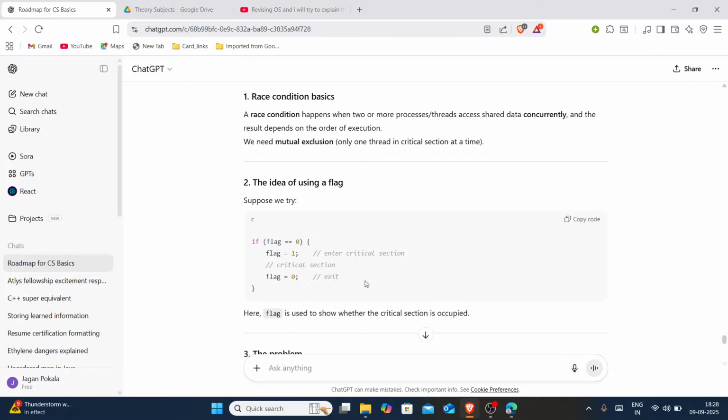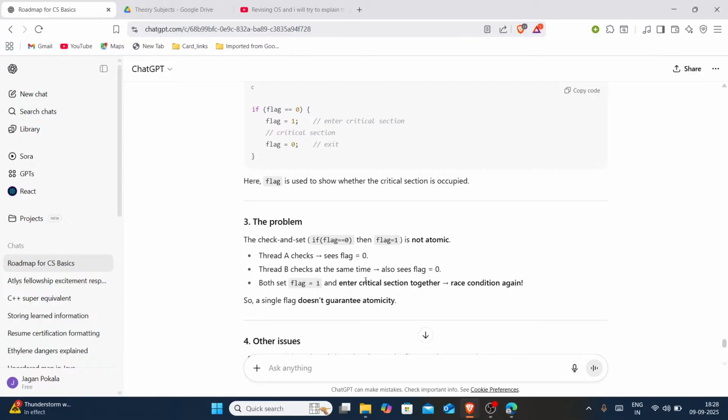In fact, to show whether the critical section is occupied, the problem is that checking whether flag equals 0 and then setting it is not atomic. Thread A checks and sees flag equals 0, then thread B checks at the same time and also sees flag equals 0, both set flag equals 1 and enter the critical section together.